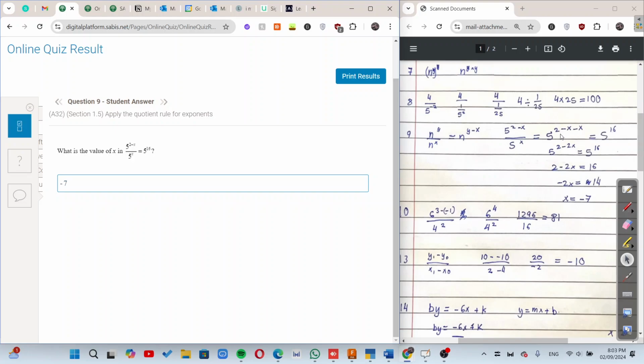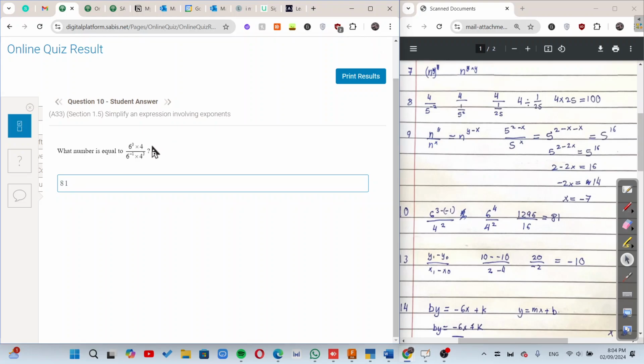So now simplify this. x minus x is equal to negative 2x. So 5 to the power of 2 minus 2x equals 5 over 16. If you have the same base, you could just treat this like a normal equation. So 2 minus 2x equals 16. When we move the 2 to the other side, it's going to be negative 2x equals 14. When you simplify, it gives you x equals negative 7. As you can see, we put the answer here.